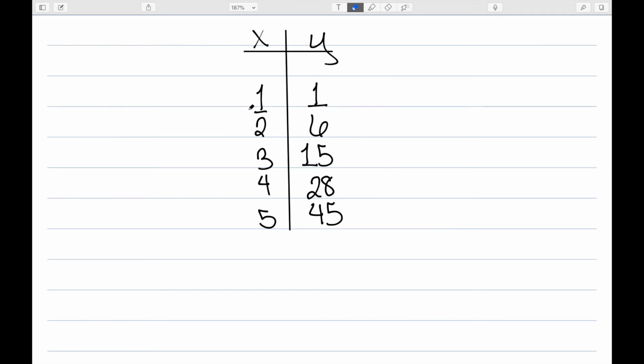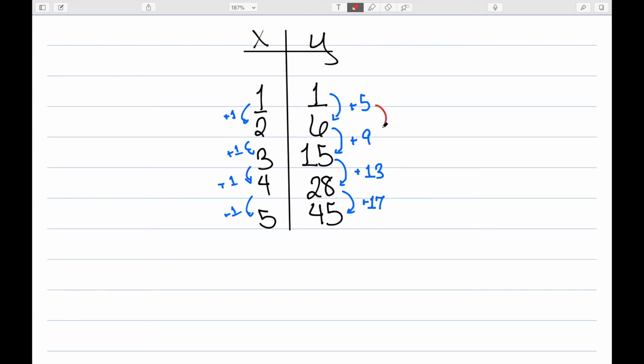Let's look at another one. Here, all of my changes in x are plus 1. So I'll be dividing by 1 each time. In my y, from 1 to 6 is plus 5. 6 to 15 is adding 9. 15 to 28 adds 13. And 28 to 45 adds 17.